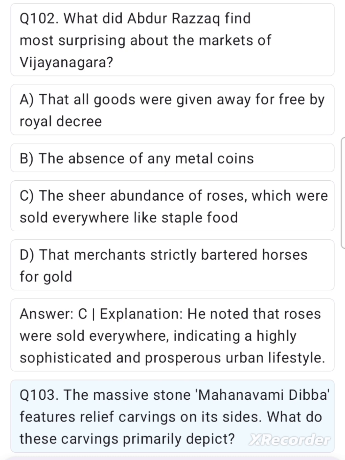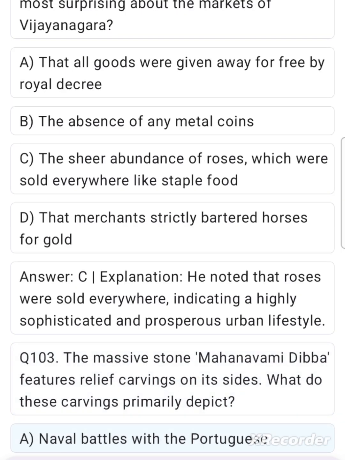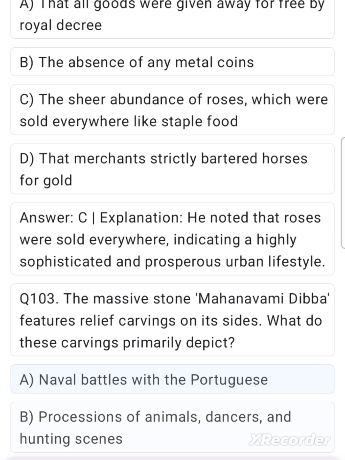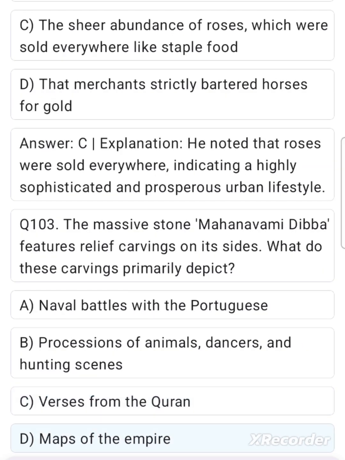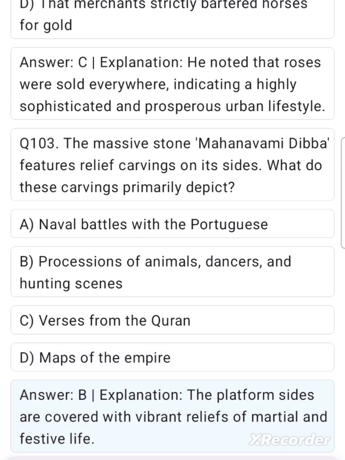Q103. The massive stone Mahanavami Dibba features relief carvings on its sides. What do these carvings primarily depict? A. Naval battles with the Portuguese. B. Processions of animals, dancers, and hunting scenes. C. Verses from the Quran. D. Maps of the empire. Answer. B. Explanation. The platform sides are covered with vibrant reliefs of martial and festive life.